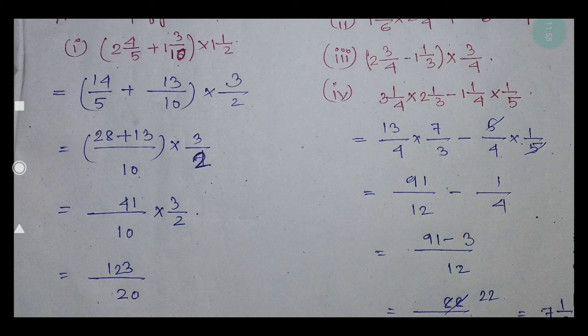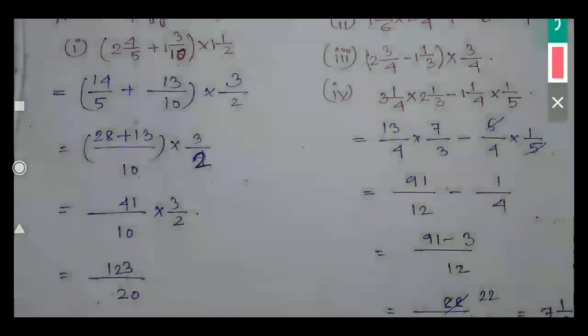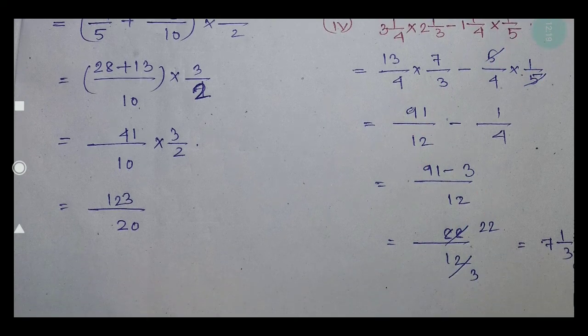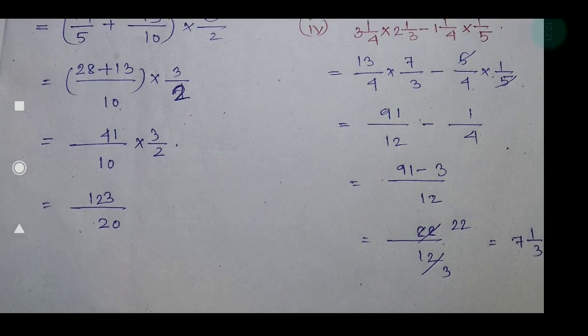So 3 4s are 12, 12 plus 1 is 13 by 4, like this. The improper fraction I have done. After that this 5 and 5 I will cancel. Now 1 by 4, 13 into 7 is 91, 4 3s are 12. So after taking the LCM, 4 and 12 LCM will be 12, then 91 minus 3, that means 88 by 12. 88 by 12 means here 22 by 3. 22 by 3 in mixed fraction will be 7 1 by 3.